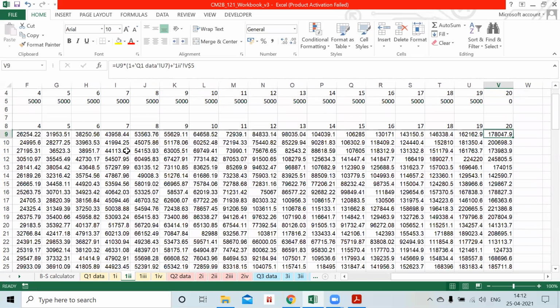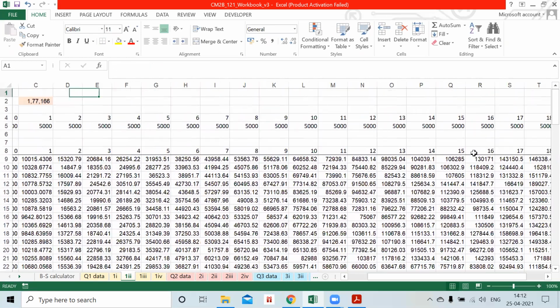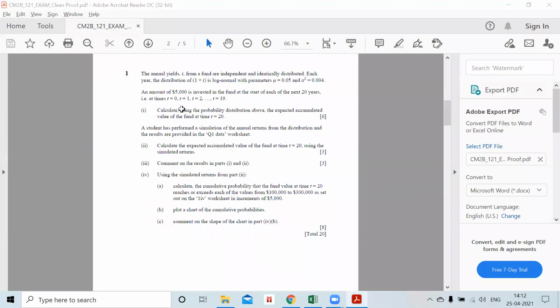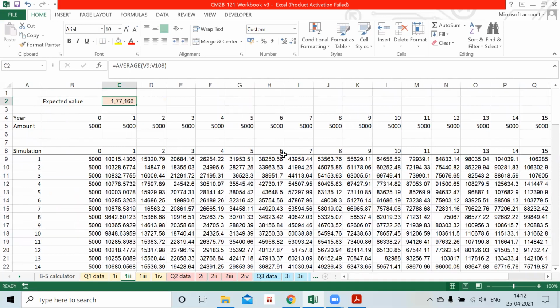So at year 20, it's nothing but the value into 1 plus i, and obviously the investment is 0. So these are the values, and the expected accumulated value, which is taken as an average of the entire range. So this is how you calculate the third.